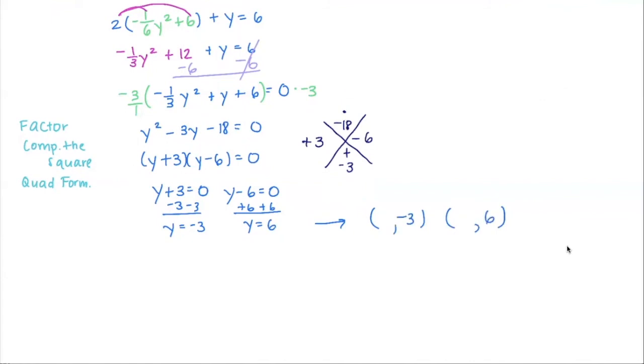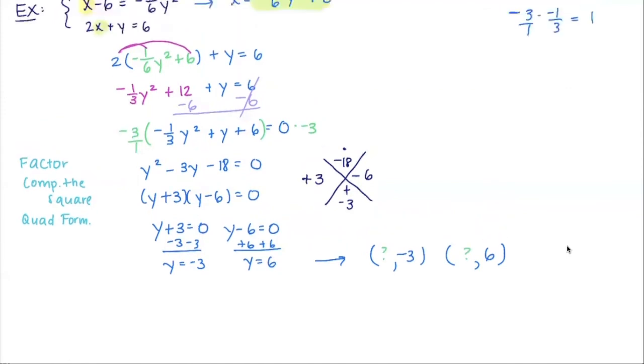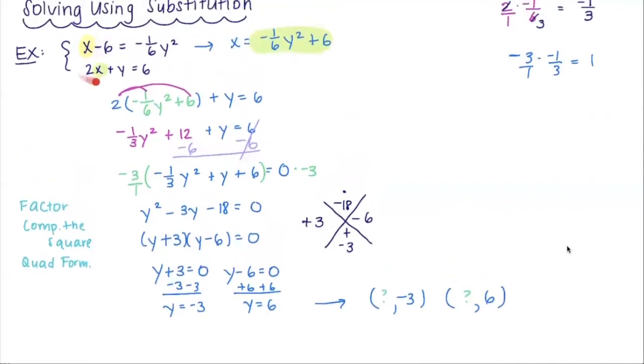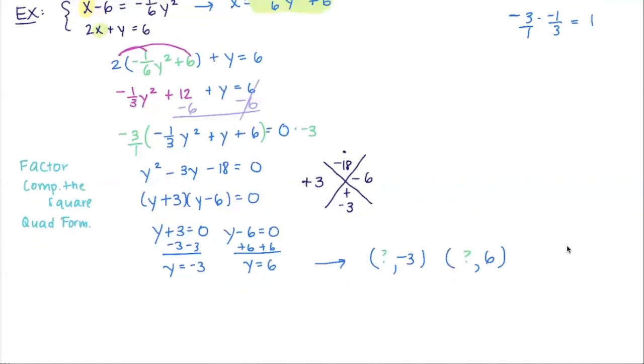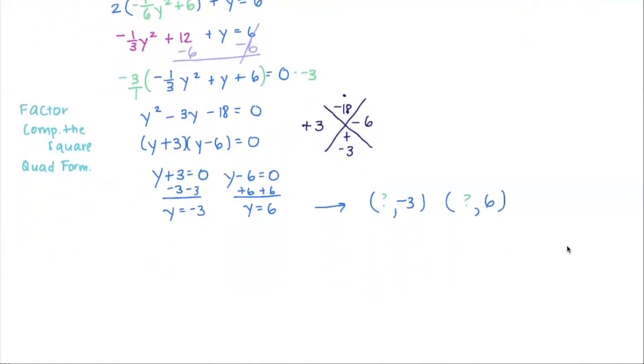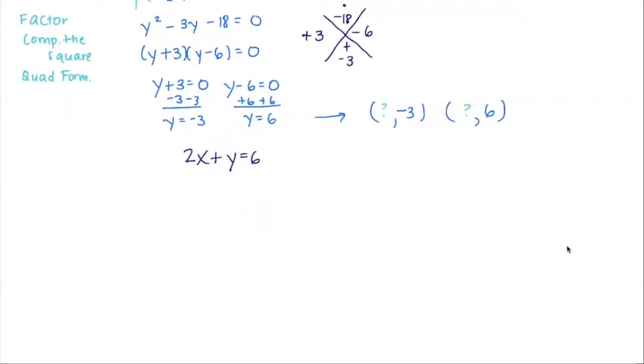So all I need now is my x coordinate. So how do I do that? Remember, I have to substitute my y's back into the equation, and I have to solve for x. So I'm going to pick the easiest equation. I'm going to pick this one right here, 2x plus y equals 6. So I'll rewrite that down here: 2x plus y equals 6. And now I'm just going to substitute in -3 and 6. So 2x plus -3 equals 6, and then I'll also substitute in 6: 2x plus 6 equals 6.